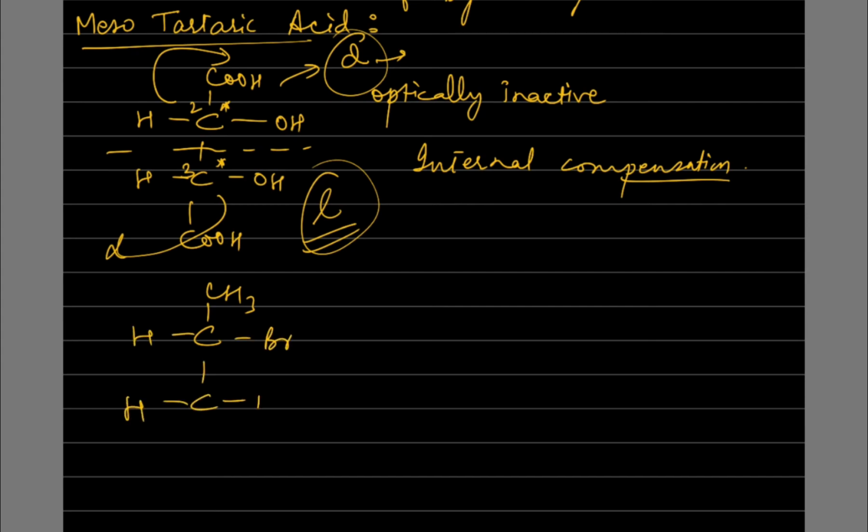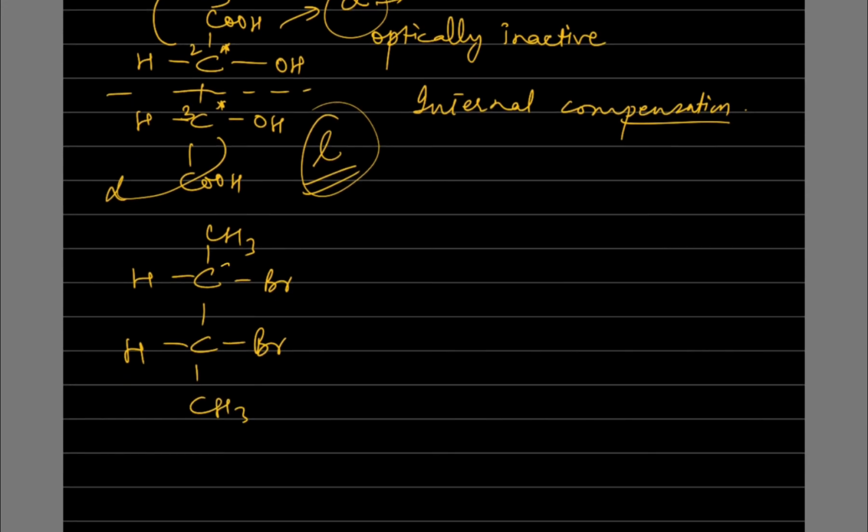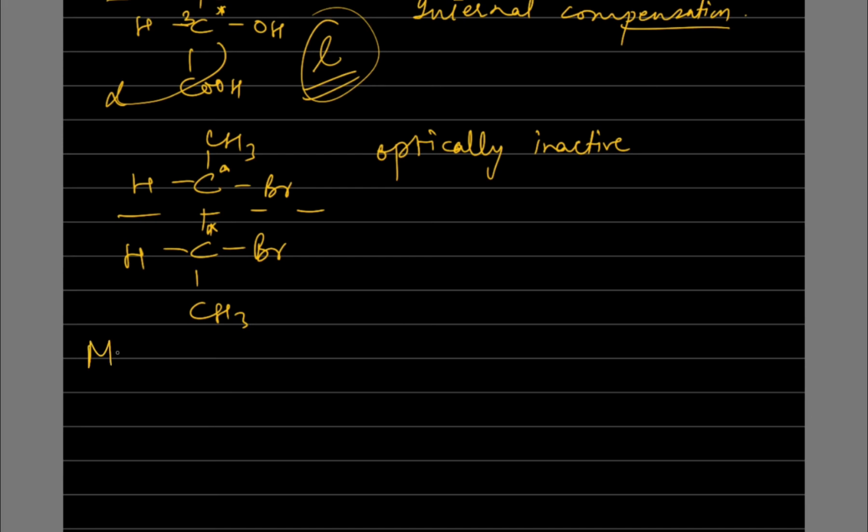2,3-dibromobutane. This is the compound. If we talk about this compound, here again we have two chiral centers, but still the compound is optically inactive. Why is the compound optically inactive? That is because of the presence of a plane of symmetry, and because of this plane of symmetry, the compound can be divided into two equal halves. So it is a symmetrical compound, and that is why it will be optically inactive. The phenomenon taking place here is internal compensation, and this form is called the meso form.